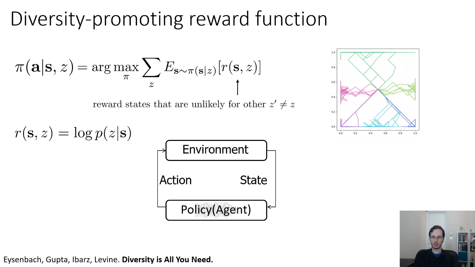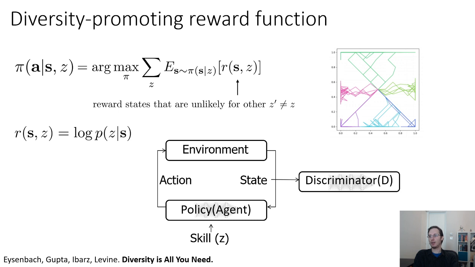So the way that we can instantiate it, we can view it graphically like this. We have our usual RL loop, we have our policy and our environment. The skill is given to the policy in the beginning, and there's a discriminator, this classifier, that looks at the state and tries to predict which skill you were given when you reach that state. And every iteration, you update the discriminator to be a better discriminator, and you update the policy to be better at maximizing log p of z given s.